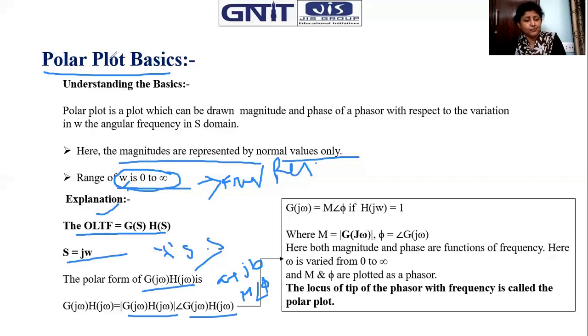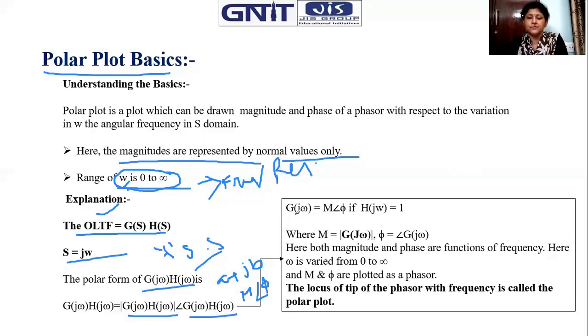But in case of polar plotting, the range of omega that is suggested is from 0 to infinite, only positive quantity. Here the WLTF will be considered as G(s)H(s), which is a function of omega, with magnitude as well as phase of G(s)H(s), and that omega will be ranging from 0 to infinite.